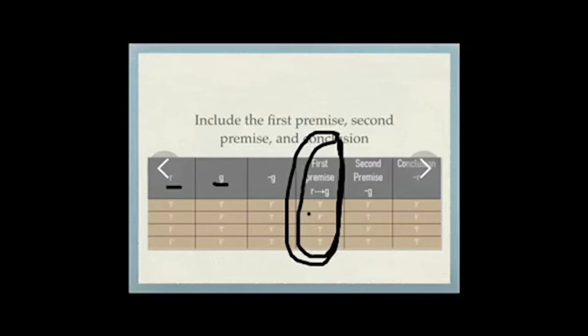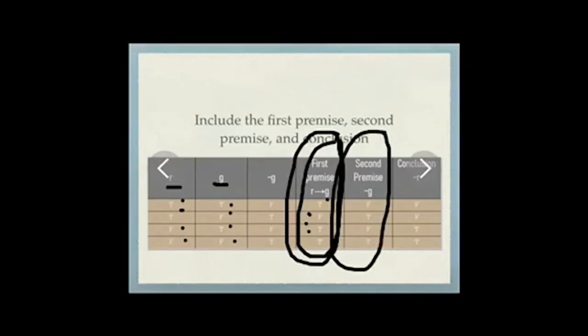So if the R is true and the G is true, it is true. If the R is true and the G is false, it is false. Always remember, if the R is true and then the G is false, it is false and the rest is true. So let's continue. If R is false and G is true, it is true. If R is false, G is false, it is true.